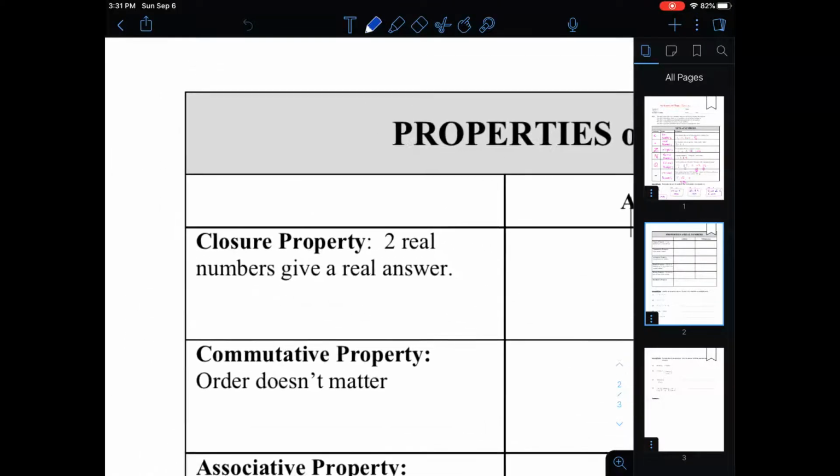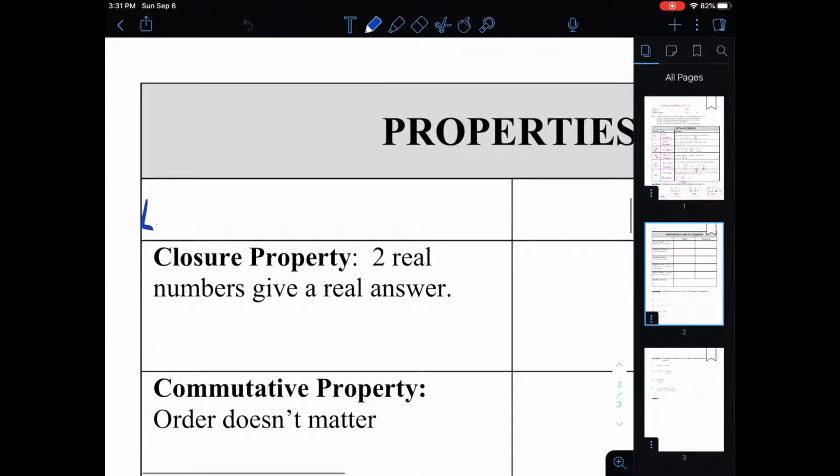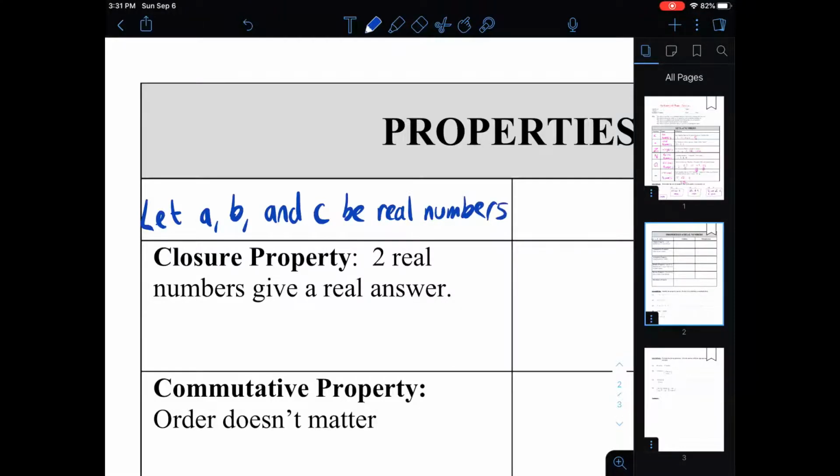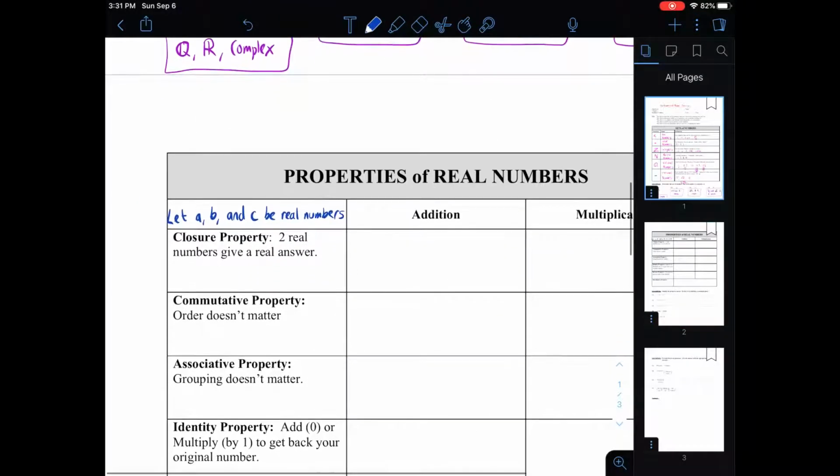So what we're going to fill in this top left blank is: let A, B, and C be real numbers. Let A, B, and C be real numbers, okay? So some of these properties you have probably seen before. Some of them you may not, but we're going to go over these all together here, okay?